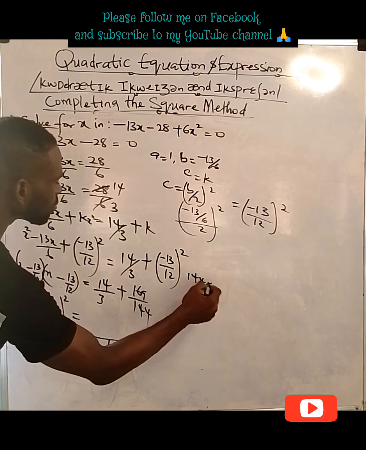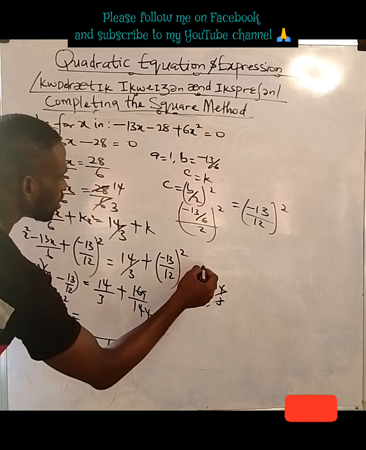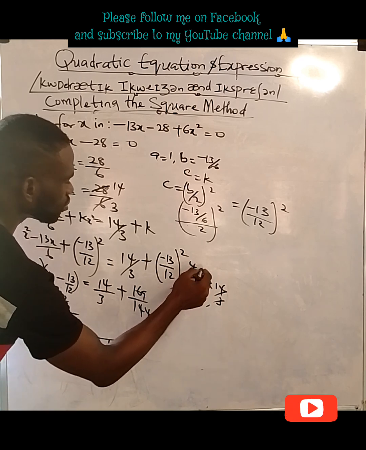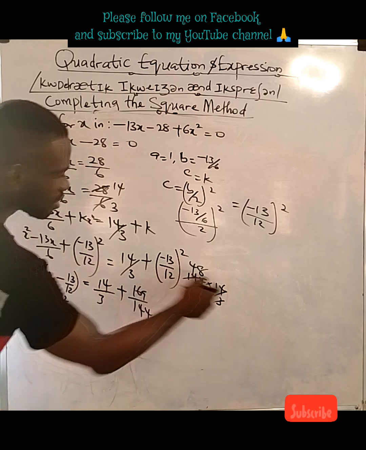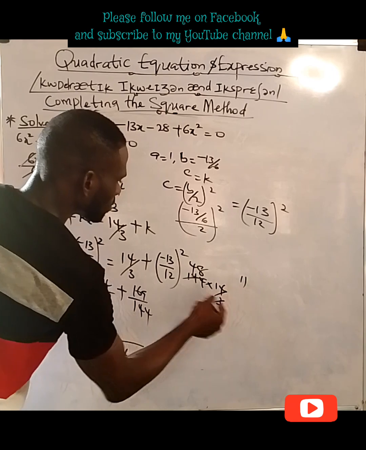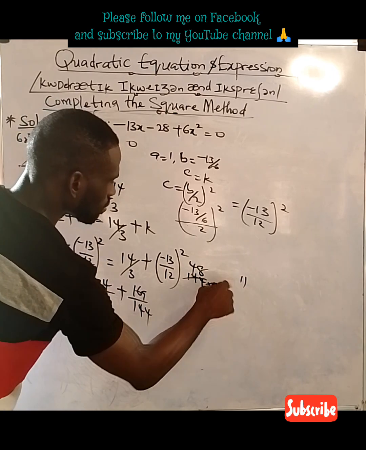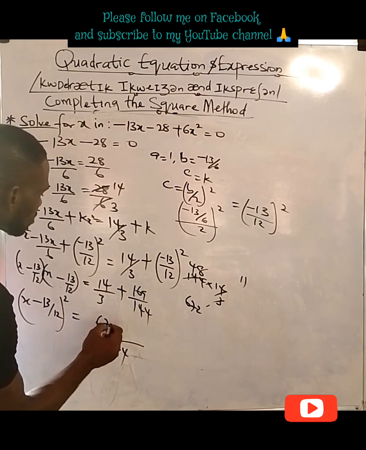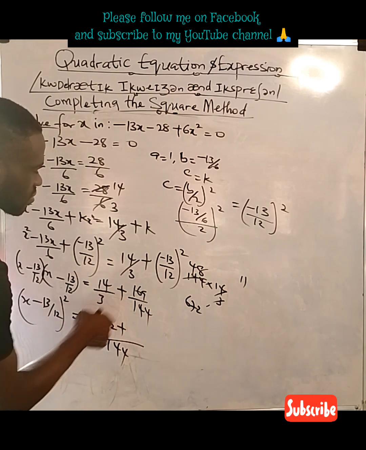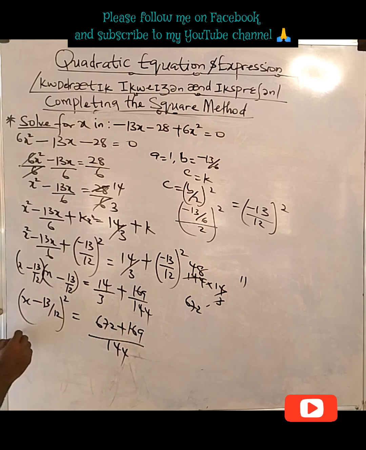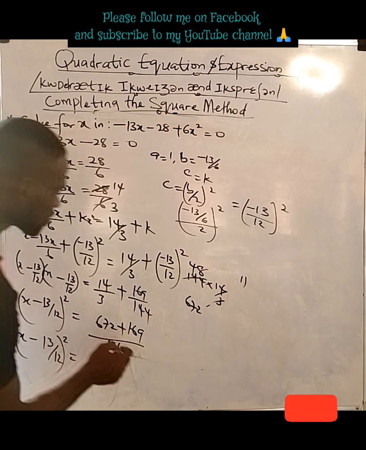144 times 14 over 3. 3 into 3 is 1, 3 into 144 gives 48. So 48 times 14: 8 times 4 is 32, 8 times 14 is 112, 14 times 4 is 56, 56 plus this will give us 672. Plus 144 times 169 over 144, we have 169 here. So what do we have? We have x minus 13 over 12 raised to power 2 equals 672 plus 169.